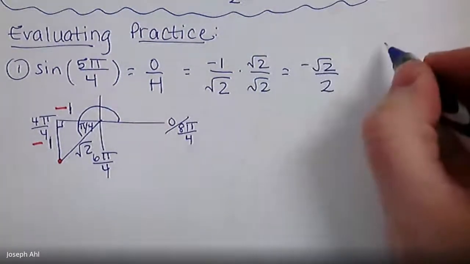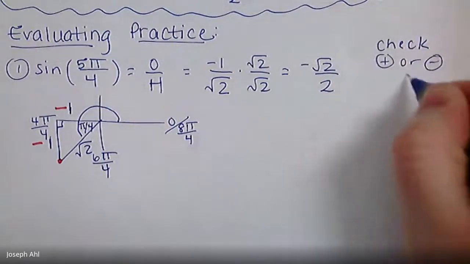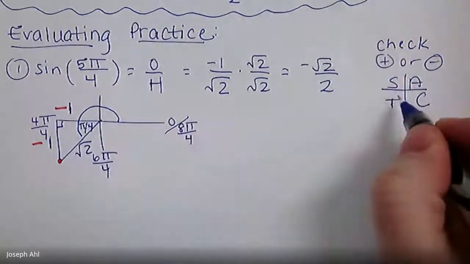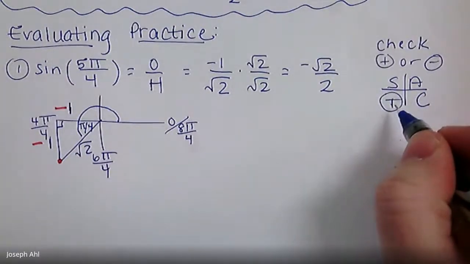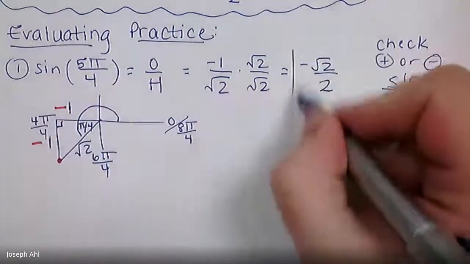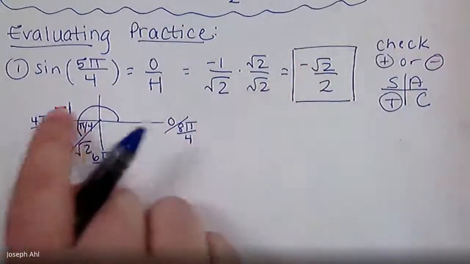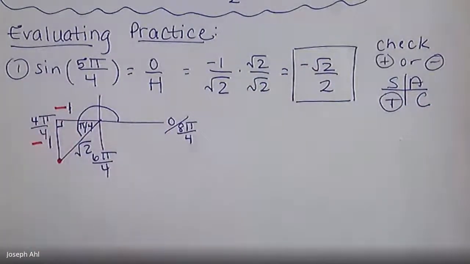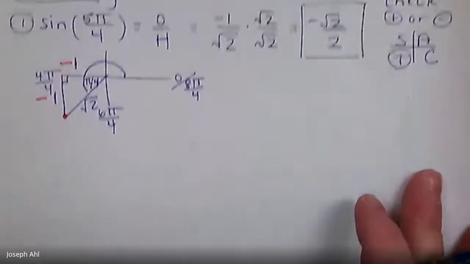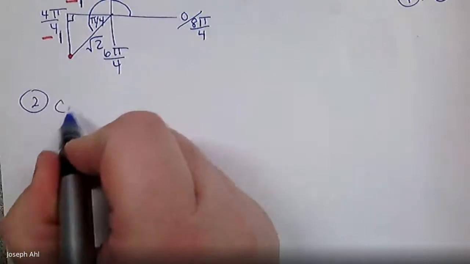Remember, to check whether this is positive or negative, you can do All Star Trig Class. We know that in quadrant 3, tangent is the only one that's positive. So if you're dealing with sine of an angle in quadrant 3, the answer should in fact be negative. So you can do one of two things. Check it this way, make sure that you have the correct sign out front, and also double check that you've labeled the legs correctly, depending on what quadrant you're working in. Okay, so hopefully this process is looking familiar from Unit 13. Let's do a little bit more practice.